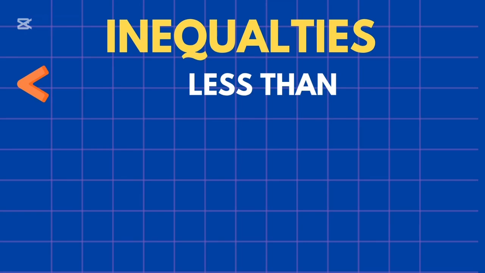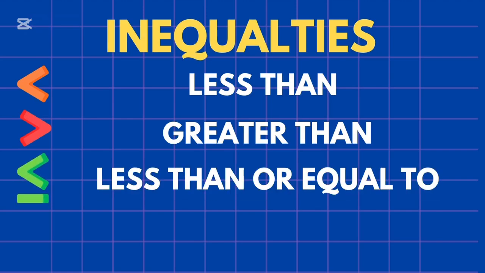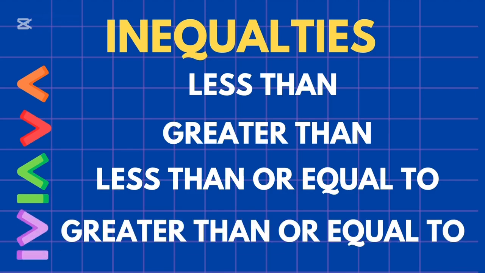First, we have the less than symbol, which means that the number on the left is less than the number on the right. We then have a greater than symbol, which means that the number on the left is greater than the number on the right. Less than or equal to means that the number on the left is less than or equal to the number on the right. And then greater than or equal to means that the number on the left is greater than or equal to the number on the right.